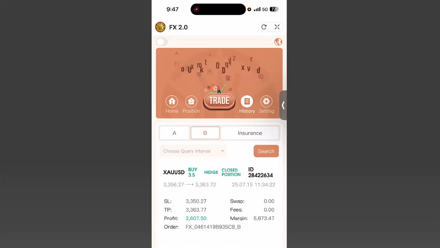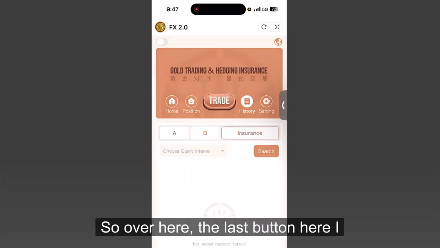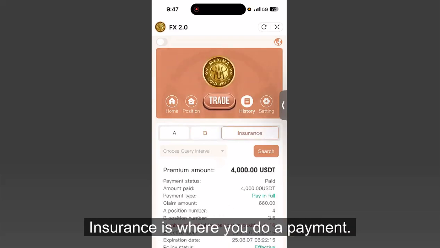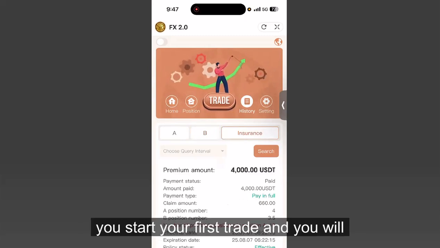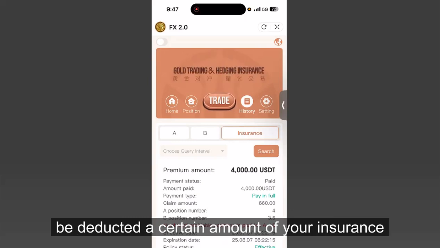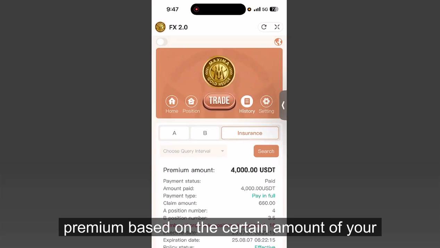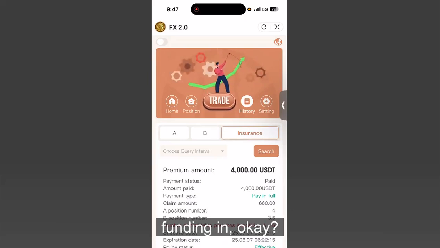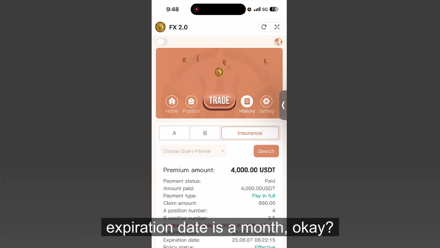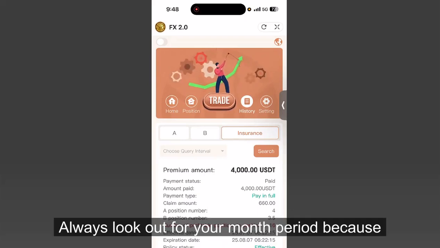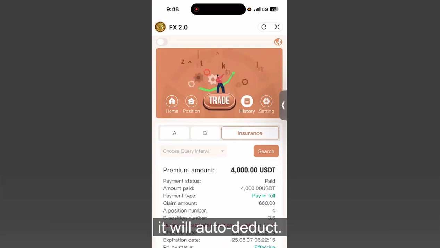Okay, cool. All right. So over here, the last button I want to tap is the insurance. Insurance is where you do a payment. You do a funding of a certain amount, and you start the first trade, and you'll be deducted a certain amount of insurance premium based on the amount of your funding. So this one I don't need to explain too much. This is very simple. The only thing is that the effective date and the expiration date is a month. Always look out for your month period because it will auto deduct.